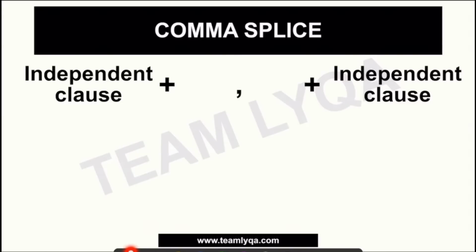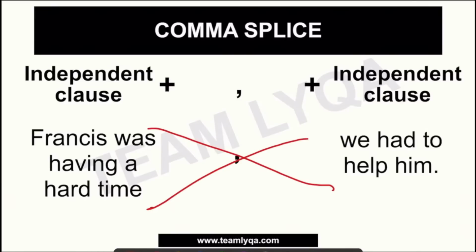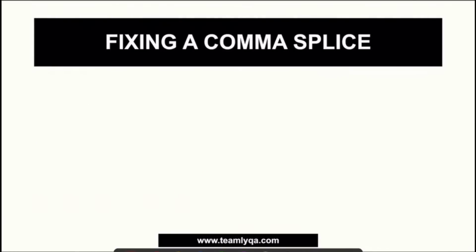Now, what we need to do is to fix it. And if you notice, yung ating sample question kanina fits yung description. You have one independent clause, which is Francis was having a hard time. This could stand alone as its own sentence. Tapos, meron siyang kamang kasunod. Tapos, meron siyang we had to help him. Now, if you look at it, yung we had to help him, buo rin siya. Pwede rin siyang tumayo as its own sentence. So, dahil meron kang independent clause at isa pang independent clause na pinagdugtong ng comma, mali ito dahil may comma splice na nangyayari. Now, the next question would be, how do we fix it?